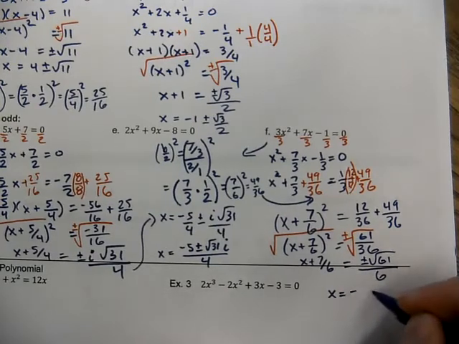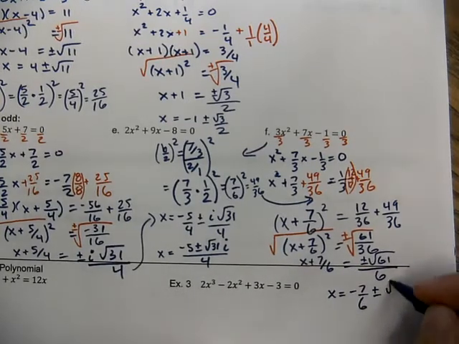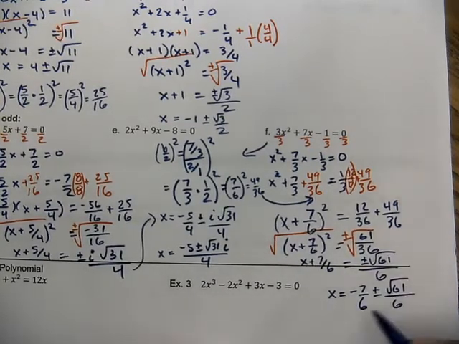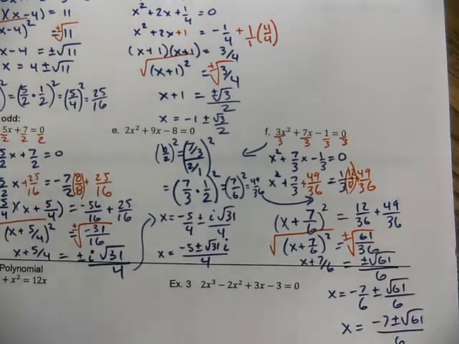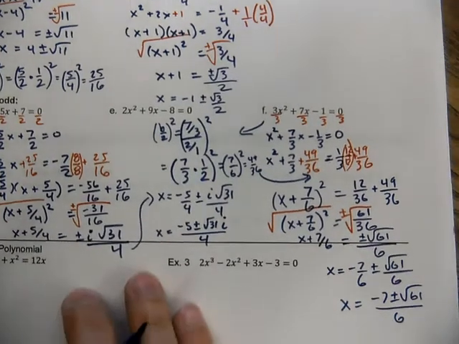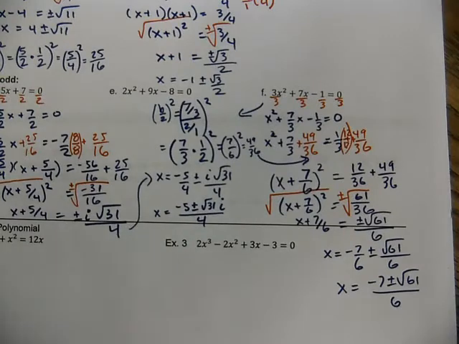Let's isolate the variable. So we're moving that 7/6 to the other side. Don't forget to change the sign. So negative 7 over 6 plus or minus root 61 over 6. And again, we do have a common denominator here. So I'll go one step farther and create negative 7 plus or minus root 61 all over a common denominator of 6. There we are.